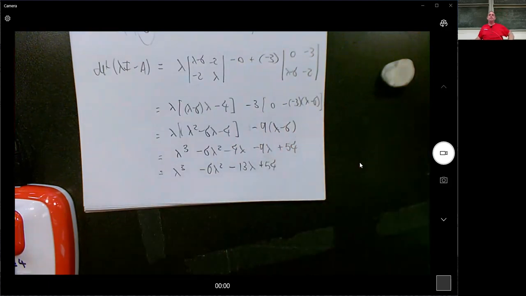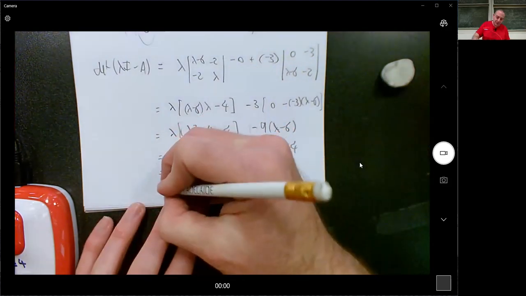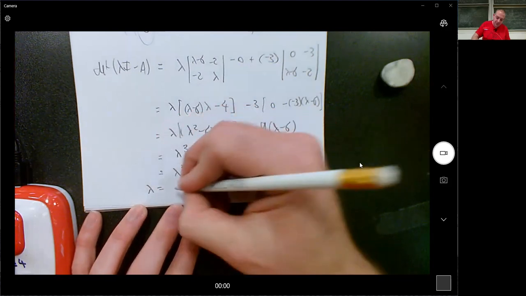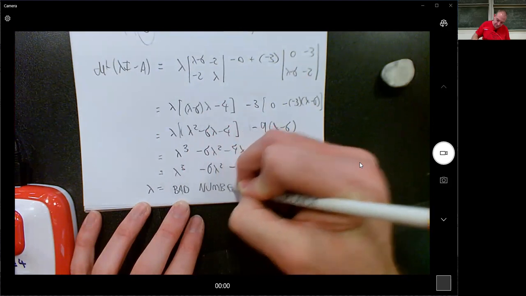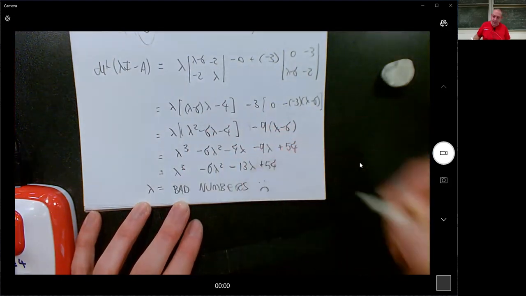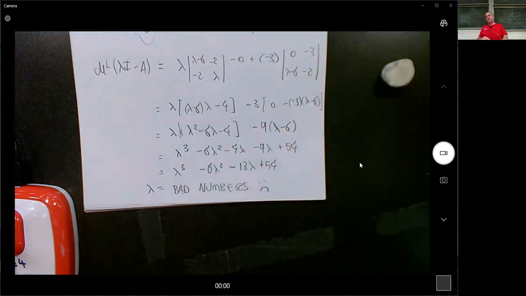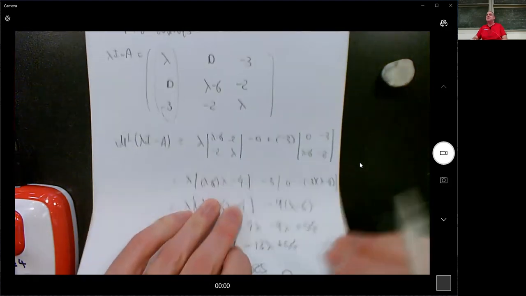Wow, yeah, interesting. And you just put it in the calculator. Yes, that's what calculators are for. And then it gives you various bad numbers. Bad numbers. So lambda equals bad numbers. All right, damn it.